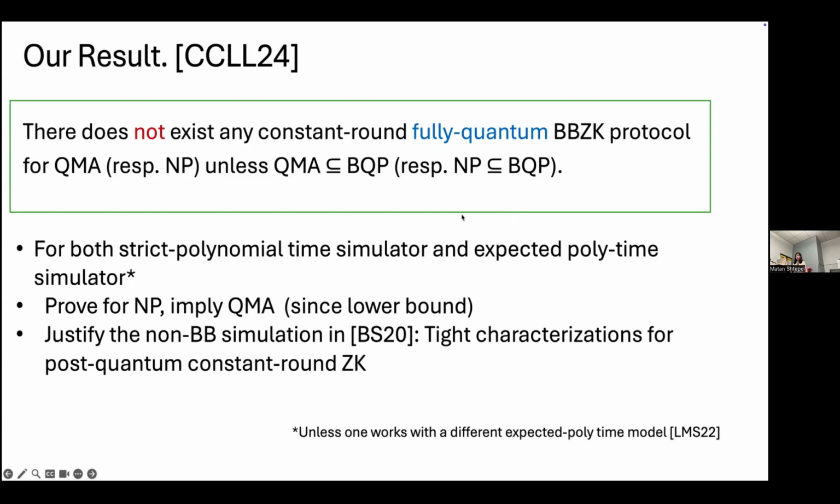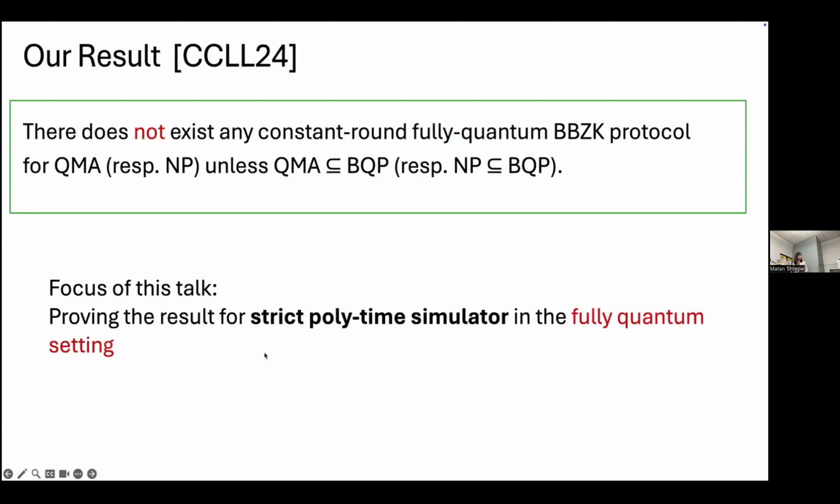This result holds for both the strict polytime simulator and the expected polytime simulator, unless you work with a different, coherent running time model. As I mentioned, our proof is for NP. It would imply QMA because it's a lower bound result, and this justifies the non-black-box simulation and the need for weaker zero knowledge.